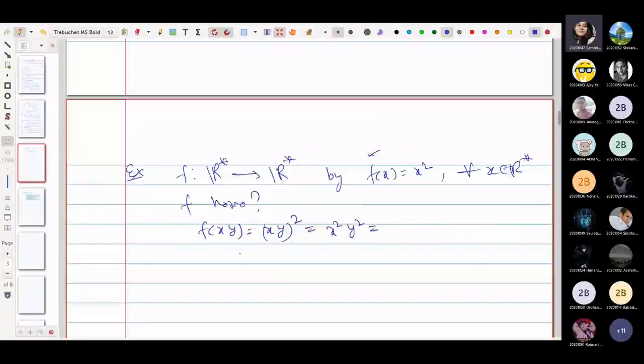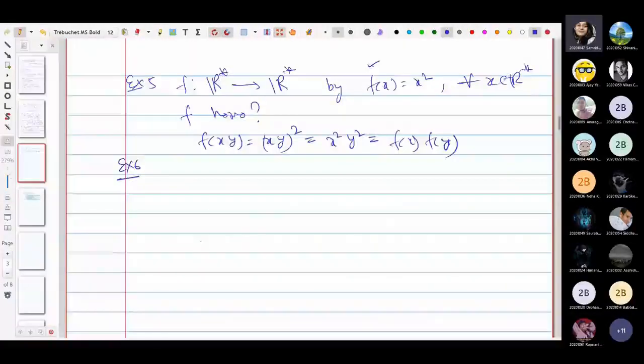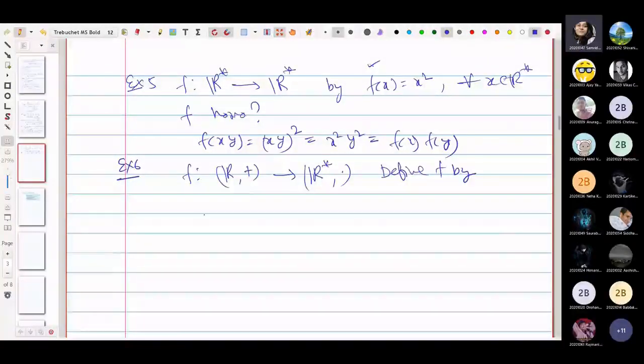Okay, so this is going to be fx and then fy. Okay, so let us see another interesting example, example number 6. In that example, we are going to use this operation only. Let us define f from R plus to R, and in fact R star. It is understood that this is a group under multiplication we are talking about when we are writing R star. So define f by how we are defining.